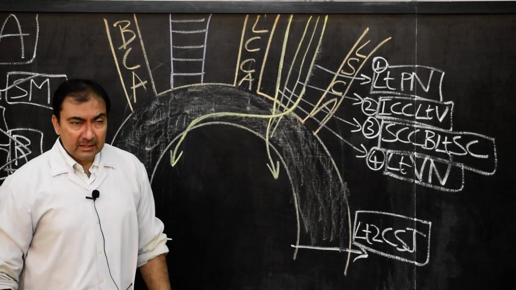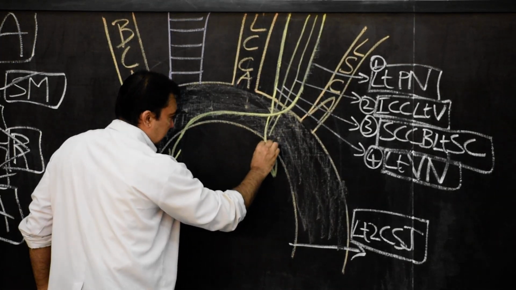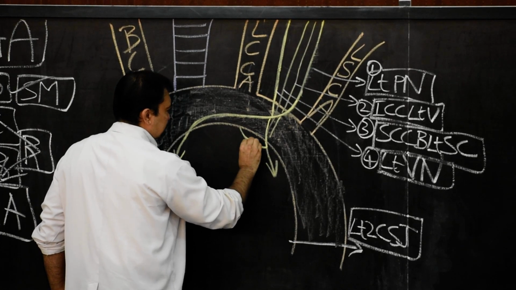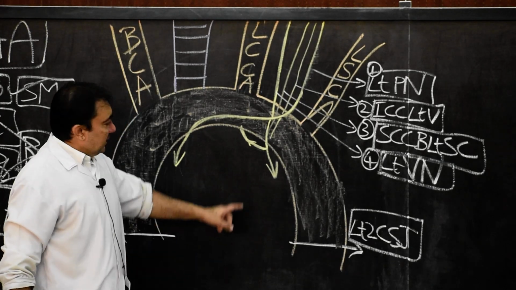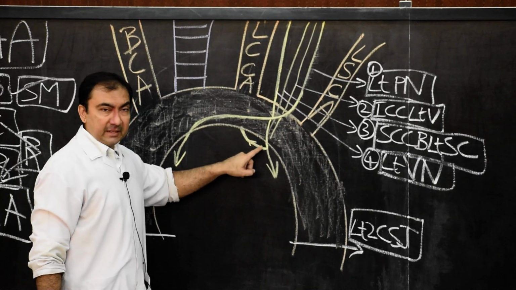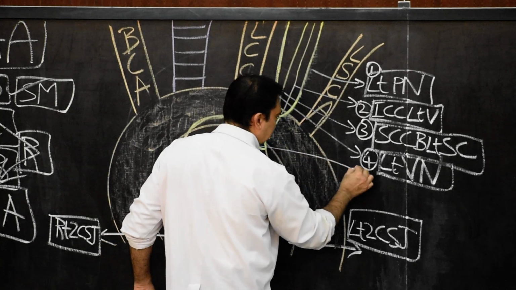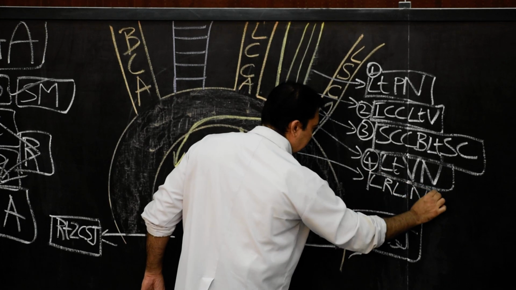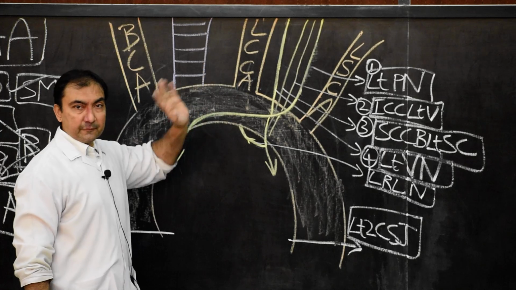Now number 5. Just below the arch of aorta, there will be the left recurrent laryngeal nerve in this direction. The left recurrent laryngeal nerve will pass in an arch backwards behind the arch of aorta. It is a branch of the left vagus nerve. This is the left recurrent laryngeal nerve, which is branching from the left vagus nerve, and it will pass upwards behind the arch of aorta.